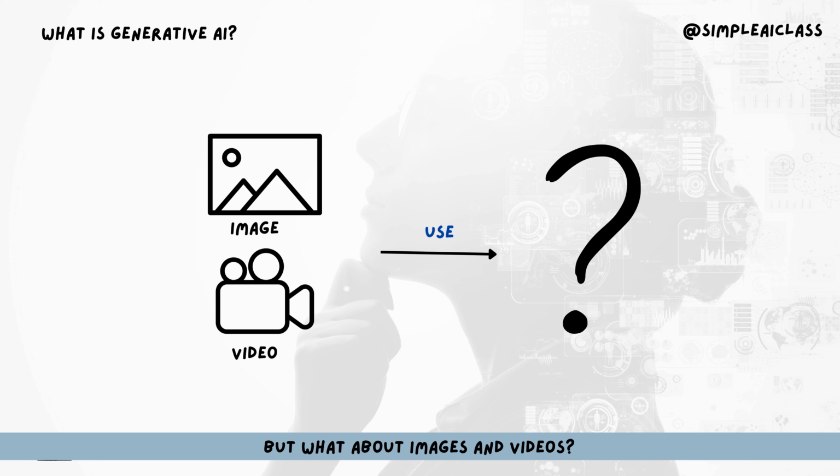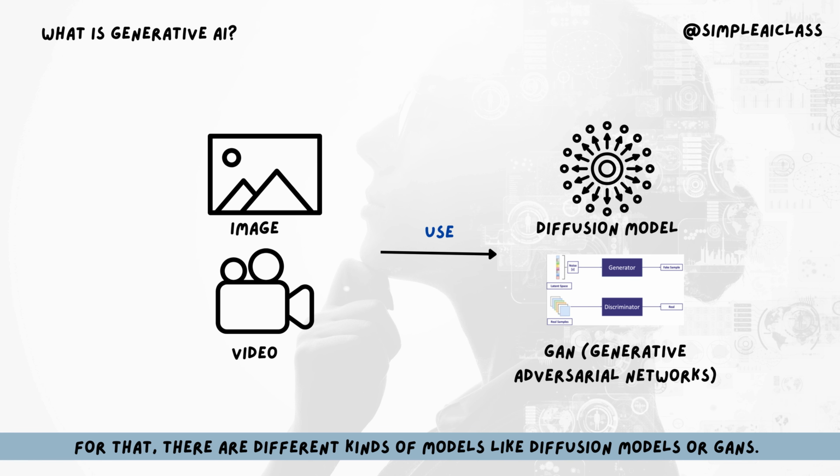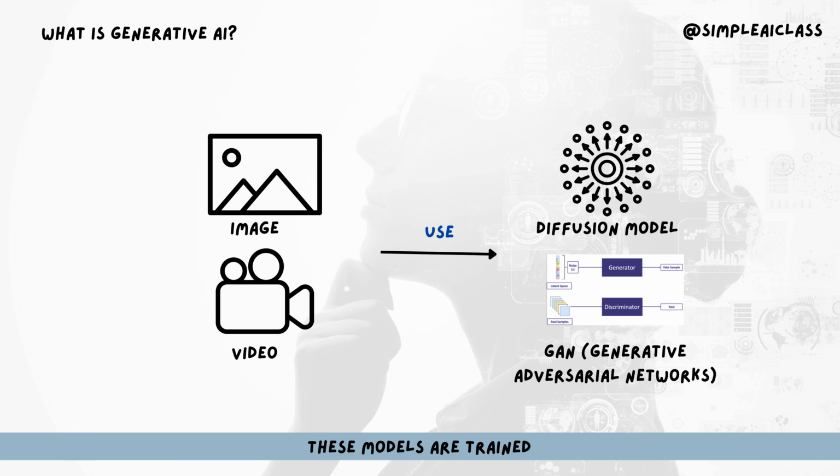But what about images and videos? For that, there are different kinds of models like diffusion models or GANs. These models are trained to create pictures, music, or even video clips using similar techniques.